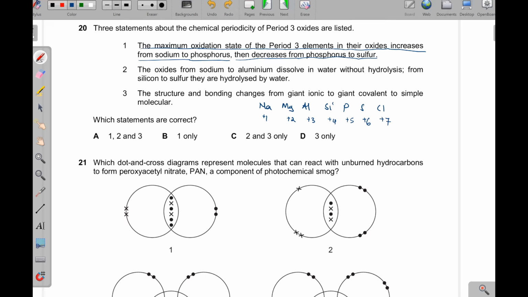So we are going to have one of the oxides from sodium to aluminium dissolve in water without hydrolysis. Sodium to aluminium. Now, when I take you to period 3, we shall have sodium and magnesium dissolving to form hydroxides. Then aluminium will also form that hydroxide, but it will go on because aluminium here, 3 plus, is a very strong ion.